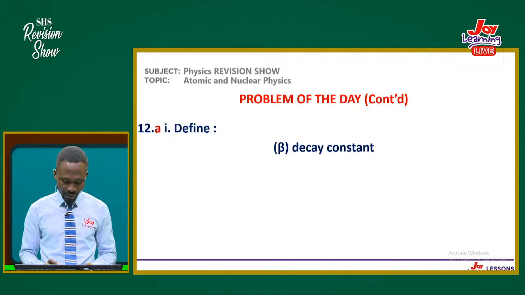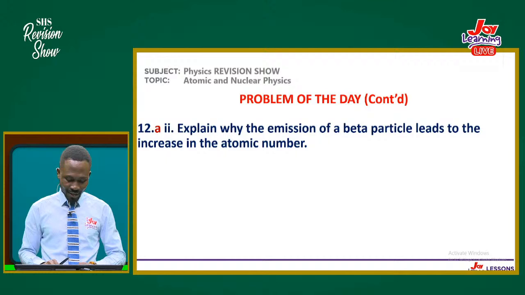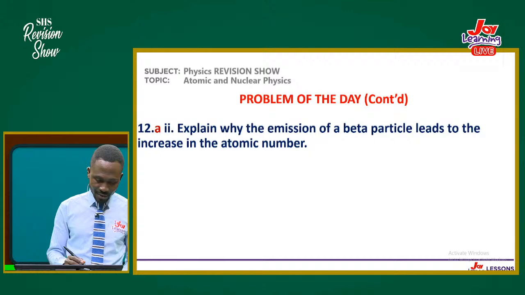Then I have to explain why emission of beta particles leads to the increase in the atomic number. Please, I want us to have a representation. We have capital X with a superscript A and the subscript Z, which gives us Y, with superscript A, subscript Z plus 1, plus the beta particle with superscript 0 and subscript negative 1.